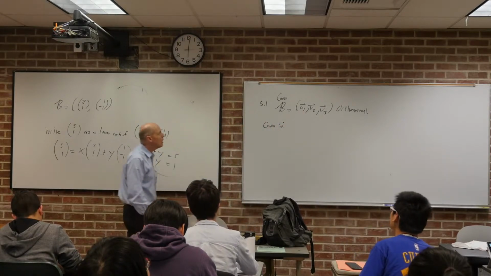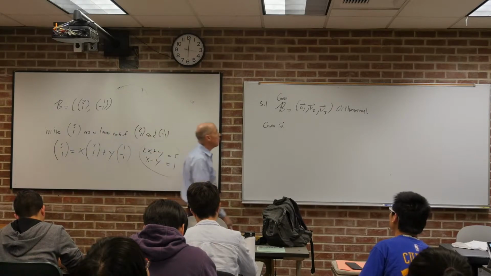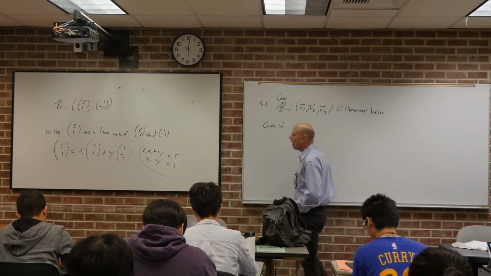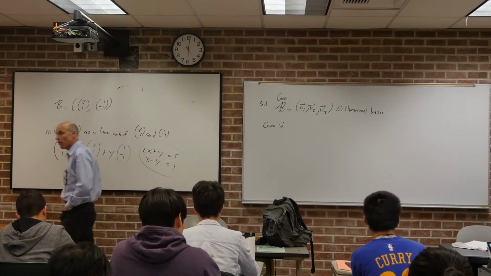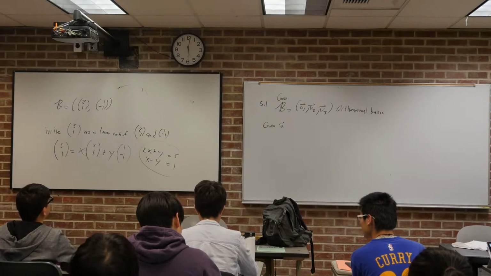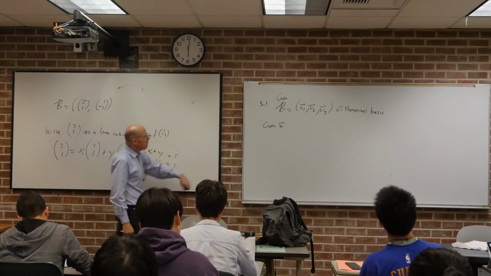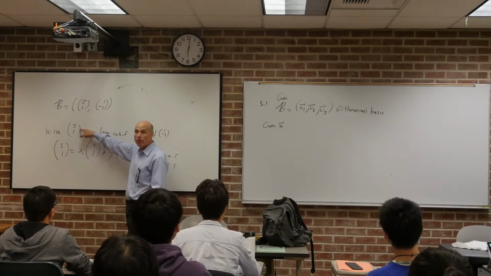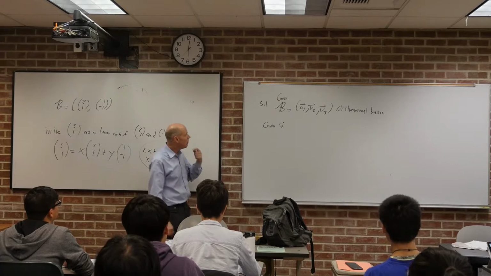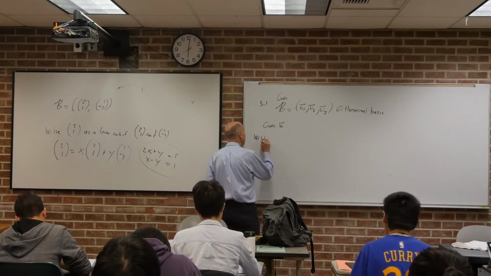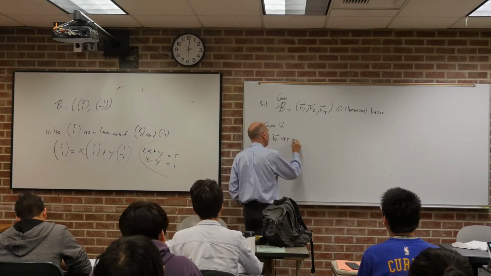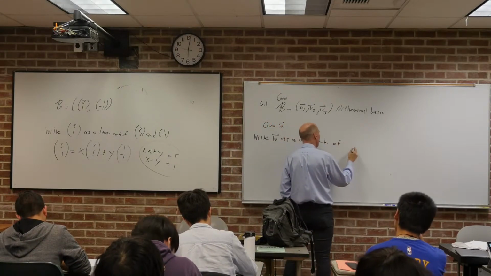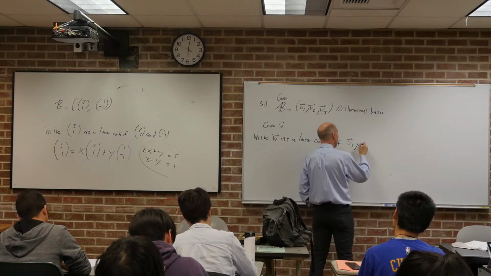So imagine I'm giving you an orthonormal basis. Unlike this one, I can actually give you an orthonormal basis. And I'm giving you some target vector W, like I gave you here, (5, 1). And then what I want to do is write W as a linear combination of U1, U2.